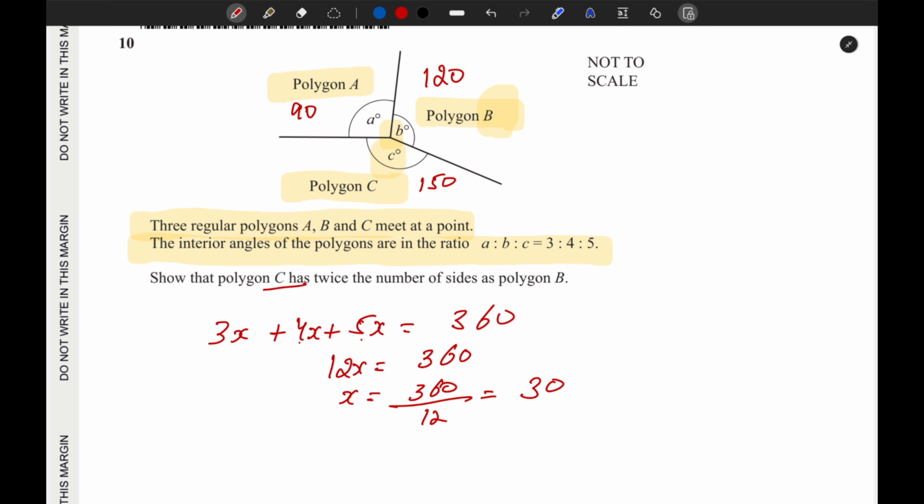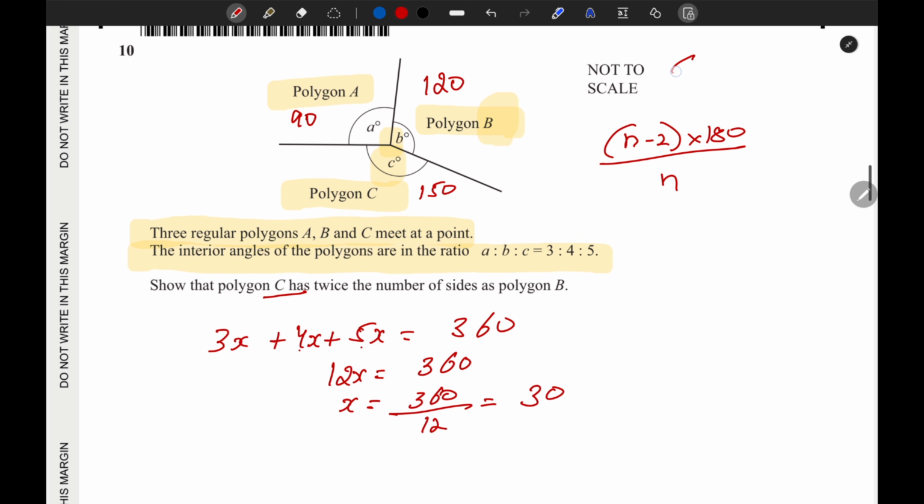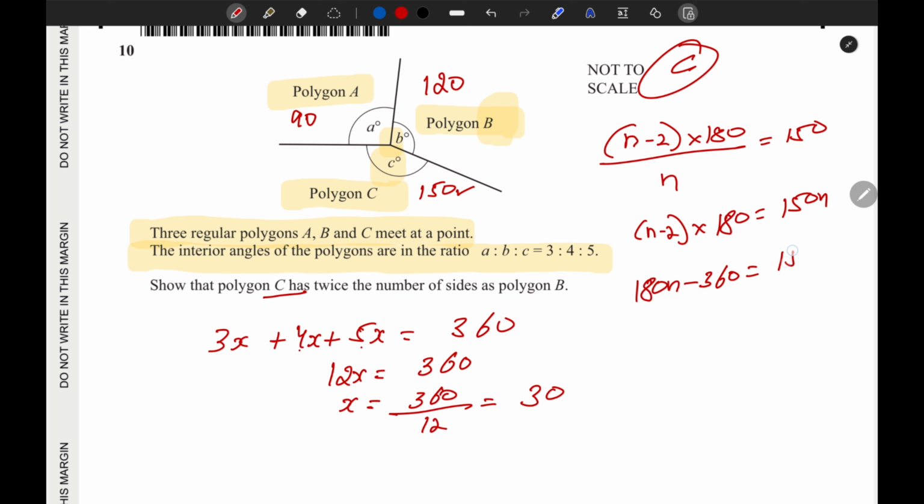Number of sides we can find by using the formula for each interior angle of a polygon. We know that the formula is (n minus 2) times 180 by n for each interior angle of a polygon. Over here we are finding for C. The interior angle of C is 150, so put that this equals 150. Now this is (n minus 2) times 180 equals 150n. Because of the cross multiplication, now you expand the bracket. So 180n minus 360 equals 150n.